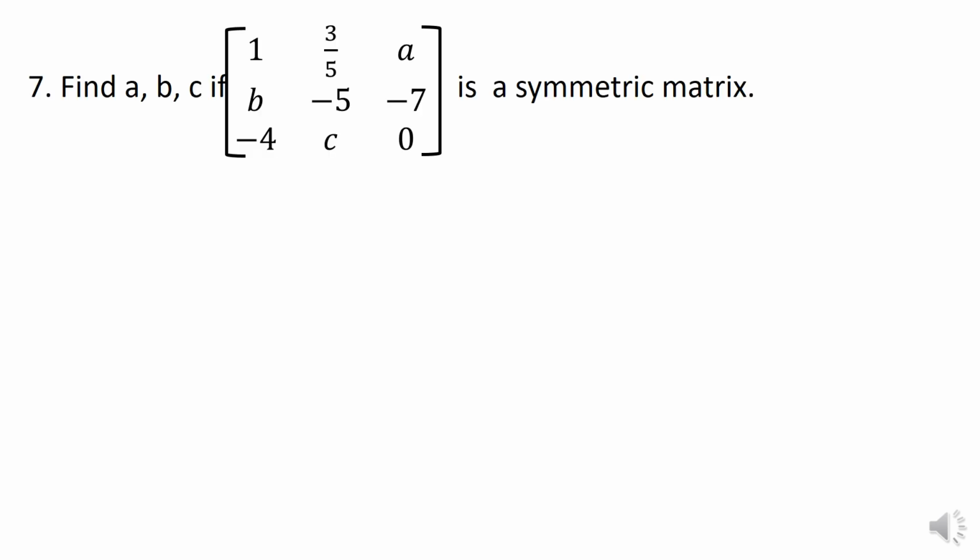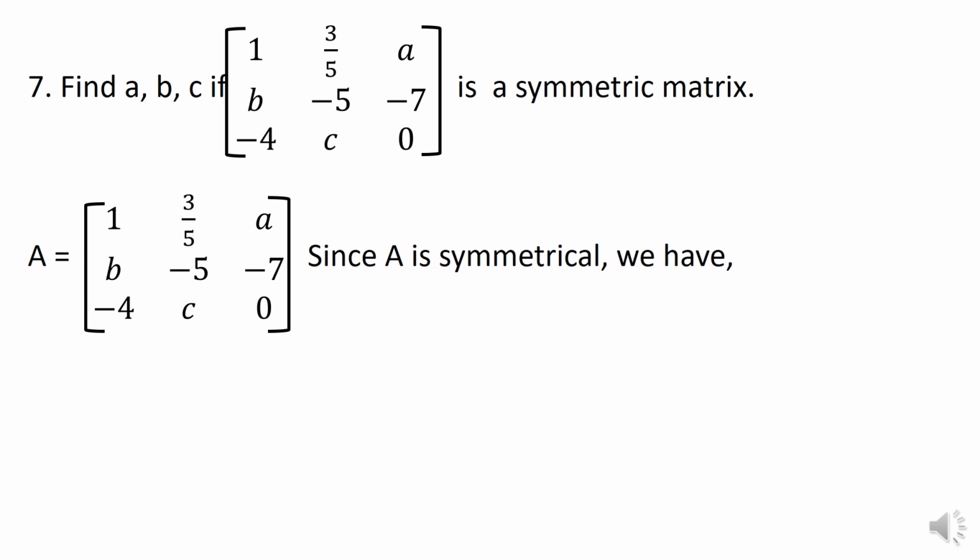The next question, find A, B, C if the given matrix is a symmetric matrix. Now here a 3 by 3 matrix is given in which 3 elements are unknown. You have to find the 3 elements by observation. Remember that in a symmetric matrix, Aij is equal to Aji. So A is symmetrical. Thus we have the small a, that is the unknown A, which is present in the first row third column, to be equal to the element present in the third row first column, that is A31, which is minus 4. So a is minus 4.